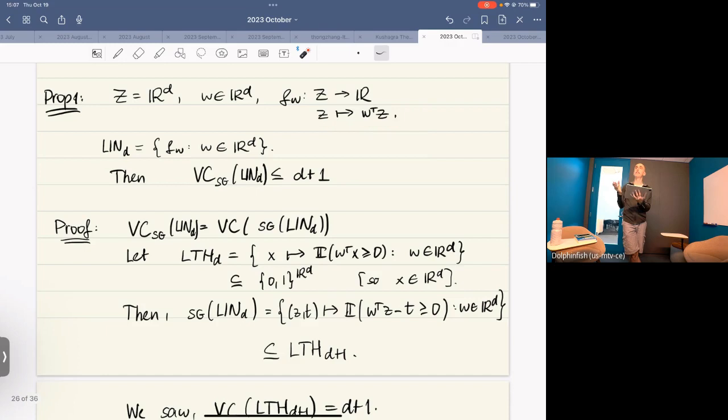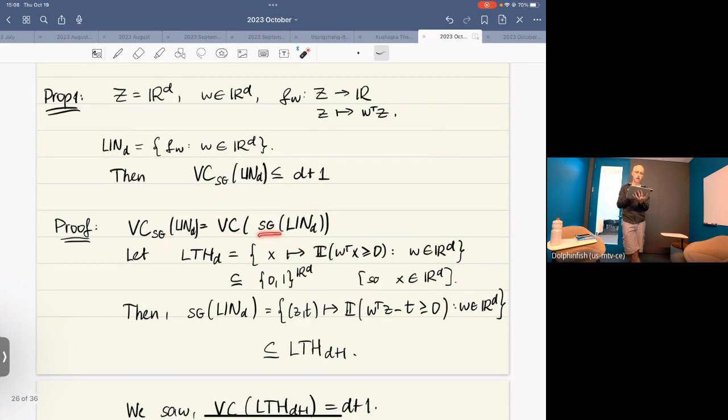Then what is going to be the VC dimension or VC subgraph dimension of this space? So this is a real valued function class. Well, the claim is that it's going to be at most d plus 1. Why is it? Well, it's just using the definition. So the VC subgraph dimension of this class is the VC dimension of subgraphifying all the linear functions.